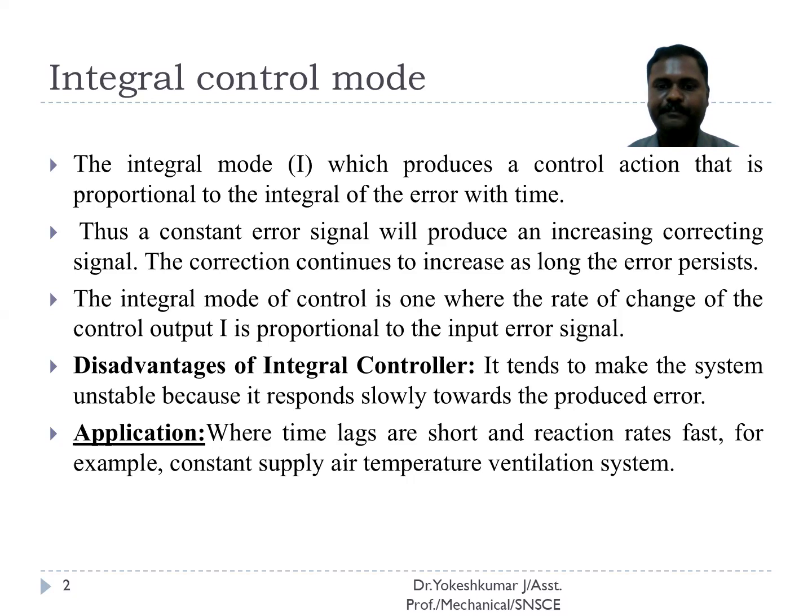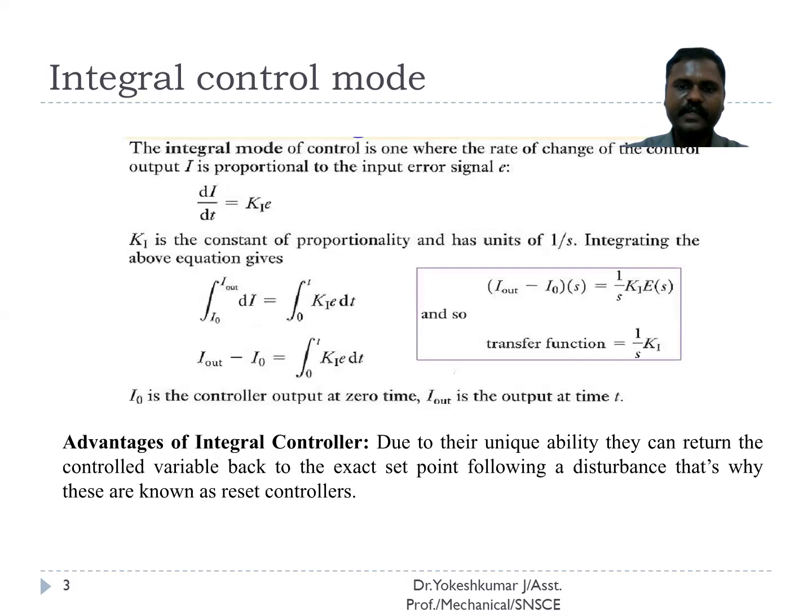Here we have some disadvantages: it tends to make the system unstable when the change of error is very slow. There are also a few applications, where the time lags are short or the reactions are fast. For example, constant supply air temperature in ventilation systems, where we may use this kind of integral signal.